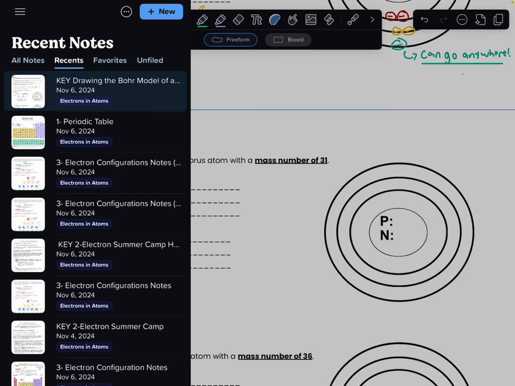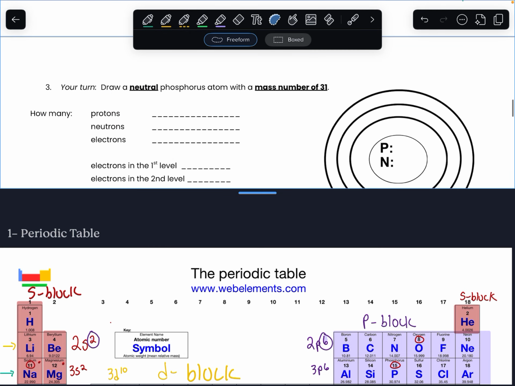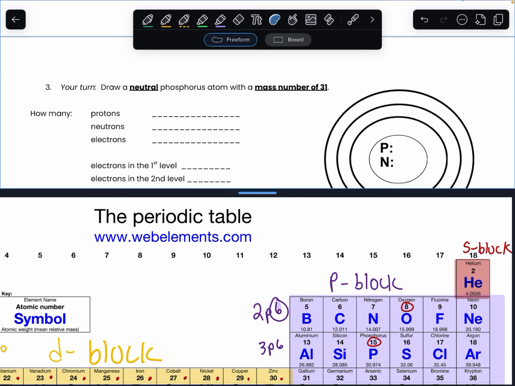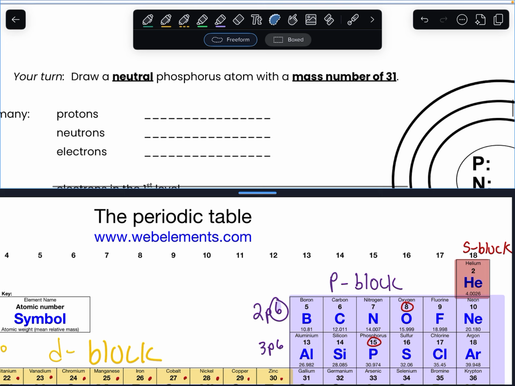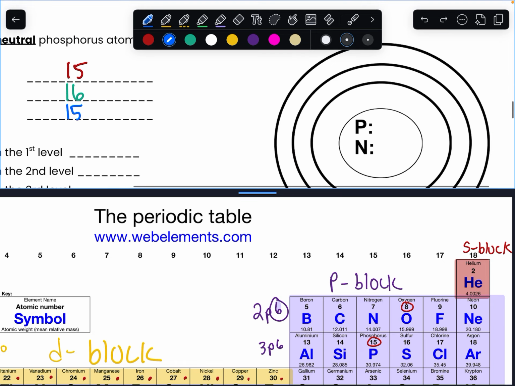The first thing you should probably do is have a periodic table out so you can look this up. Let's look up phosphorus. Phosphorus is number 15 on the periodic table. That means it's going to have 15 protons. It will also have, since the mass number is 31, 16 neutrons, and a grand total of 15 electrons since we are neutral, or zero charge. So we're going to do a 15 and a 16 here.